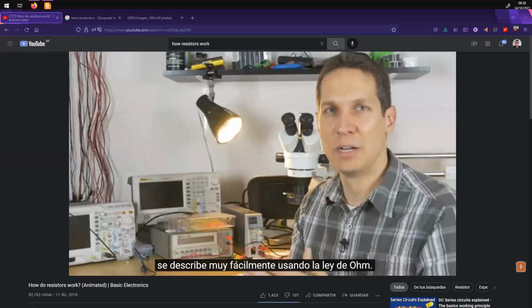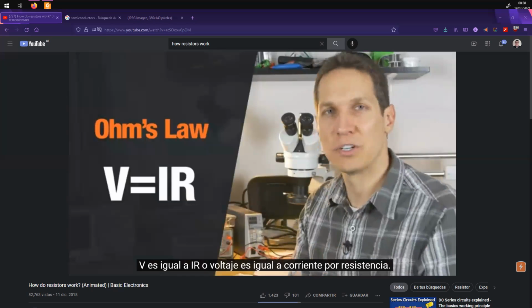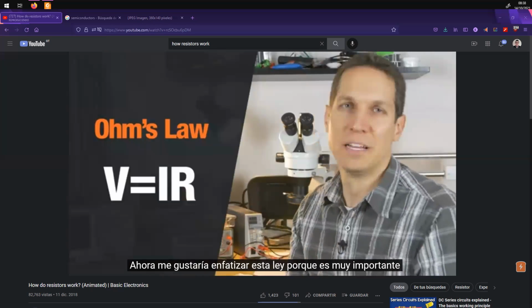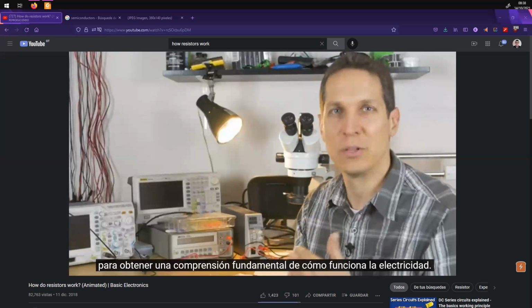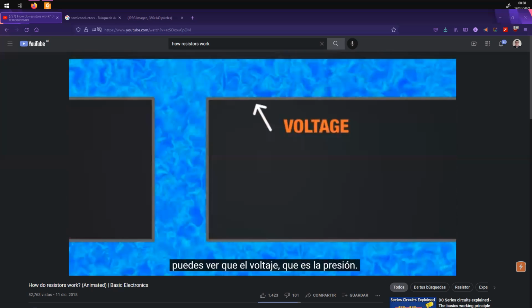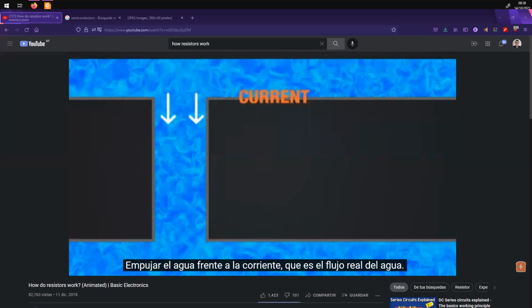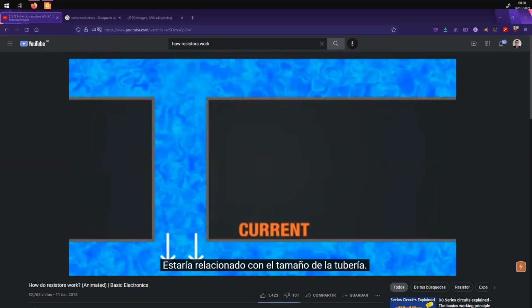Now, the behavior of electricity through a resistor is very easily described using Ohm's law, V equals IR, or voltage equals current times resistance. Now, going back to that analogy, you can see that voltage, which is the pressure pushing the water, versus the current, which is the actual flow of the water, would be related to the size of the pipe.